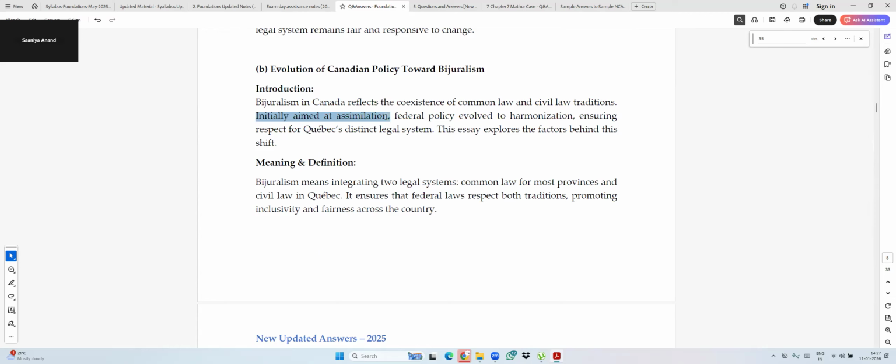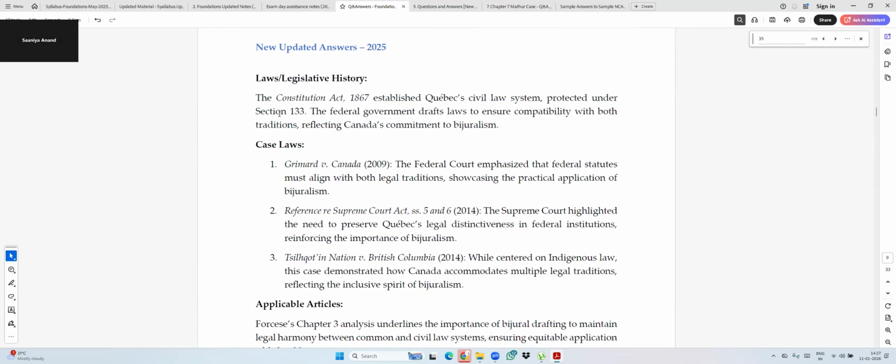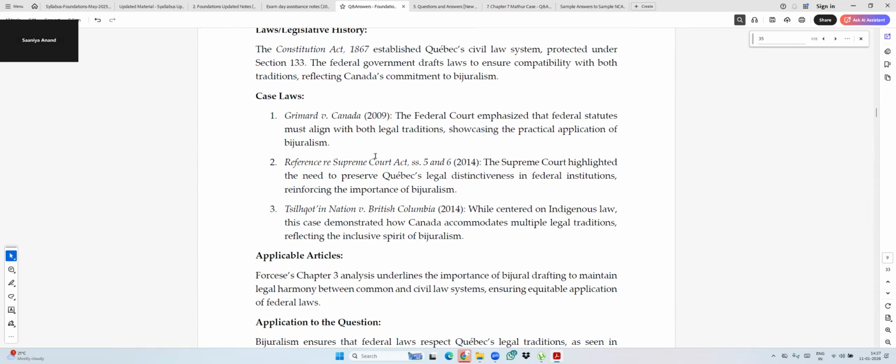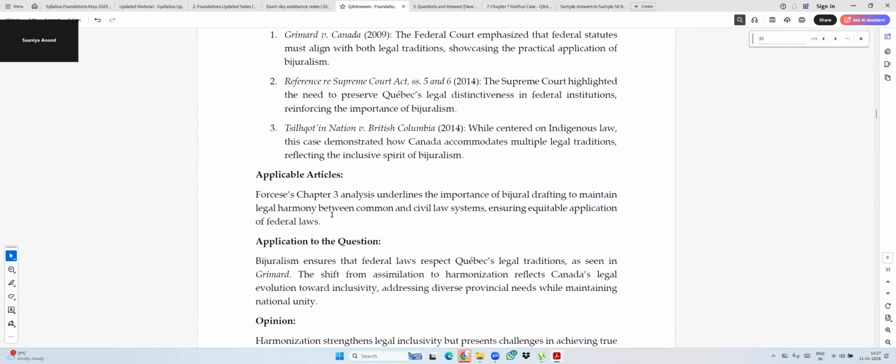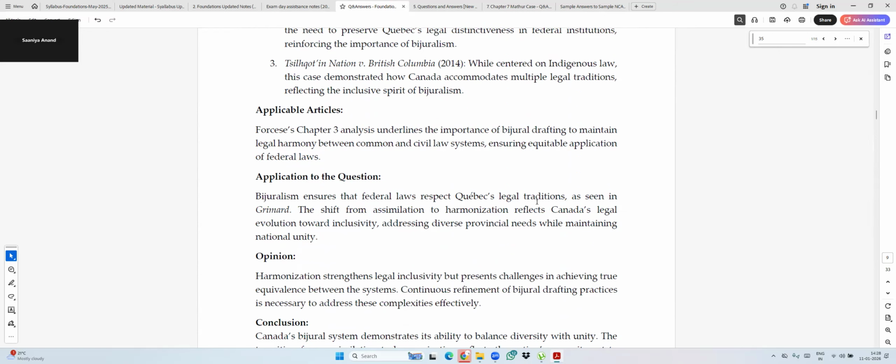Actually, it initially was aimed at, initially aimed. I didn't know how it would assimilate. Like, how would it work? Let me see. Initially aimed at assimilation, federal policy evolved to harmonization, ensuring legislative history. Because they had always recognized Quebec as a distinct society and all. So I don't know how the assimilation would work.